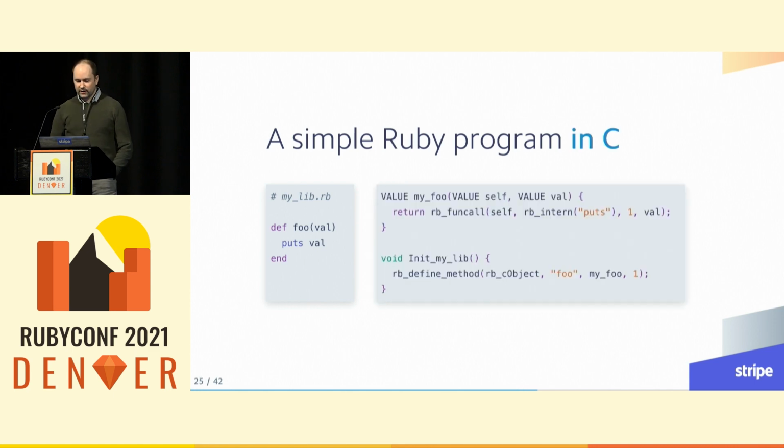So on the right here, we have an equivalent C extension. The init mylib function will serve the same purpose as the top level of the mylib.rb script. So that's where the method will be defined. And you can see on the first line of init mylib, we're defining the method with rb_define_method. We're calling it foo. We're saying its implementation is myfoo, and we're saying it accepts one argument. The myfoo function indeed takes one argument in addition to self, and is just going to use rb_funcall to dispatch to the puts function inside of the VM. So this is the basic API that our compiler is targeting when it's generating code.